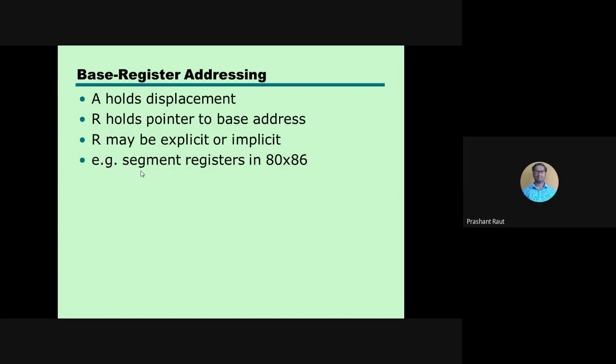Then we have the next type of addressing, base register addressing. A means the address A field. A holds the displacement. R holds the pointer to the base address, and this R may be explicit or implicit. That means the register is used for storing the base address. Very simple. We are using registers to store the base addresses, and A will hold the displacement.